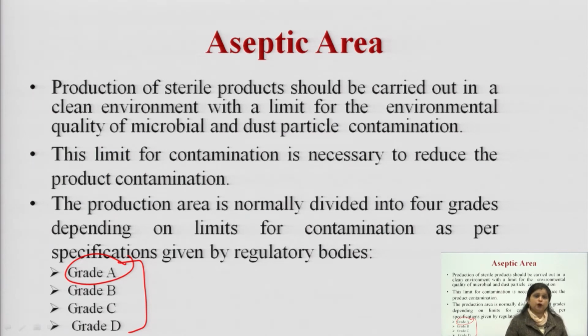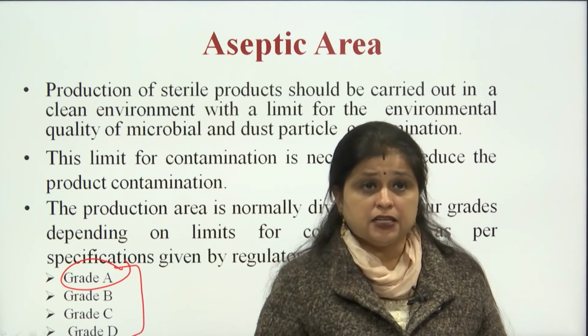But as we move from grade D towards grade C, grade C will have fewer dust particles as well as fewer microorganisms. From grade C we move towards grade B, and grade B will have very few microorganisms. All these limits have been given by various guidelines. We can find them within the pharmacopoeia, in the clean area classification, because all the layouts are designed based on these classifications of clean areas.